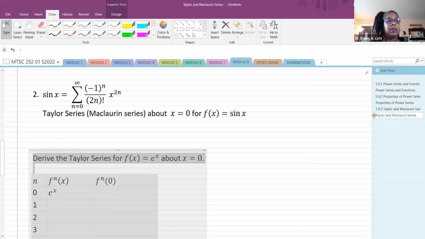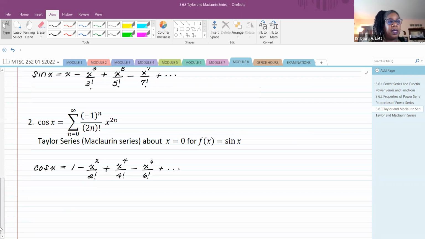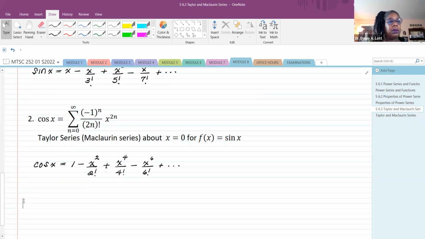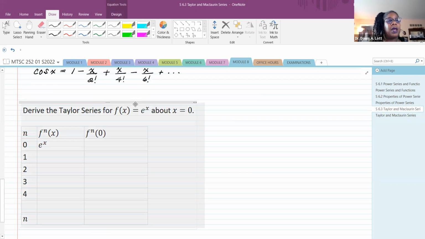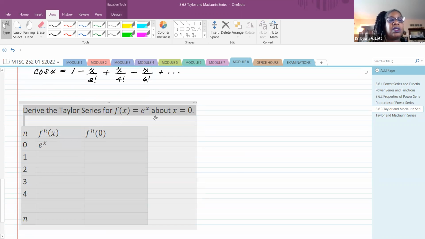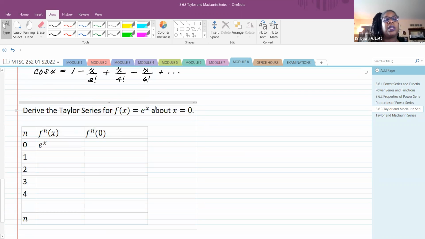And then a more challenging one. Okay, so this one, we now want to derive the Taylor series expansion for the function f of x equal to e to the x about a equals 0. Okay, so how do we do this?